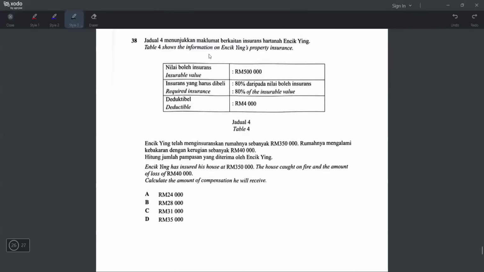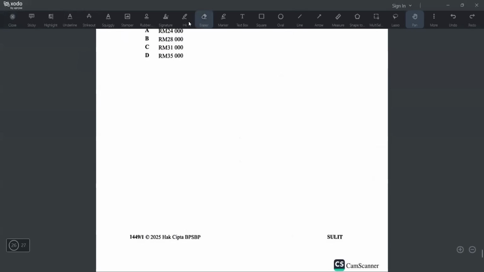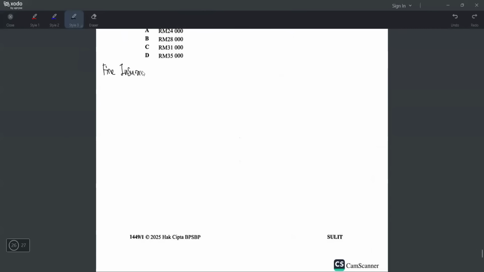38. Table 4 shows the information on Encik Ying's property insurance. Okay, for property insurance, I have to give you the notes. Yeah. So property insurance and fire insurance is the same thing. Okay, it's the same thing. So let's talk about the fire insurance. First, we have to calculate the amount required.